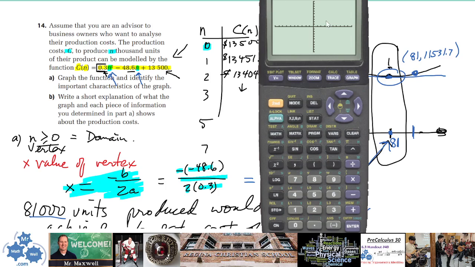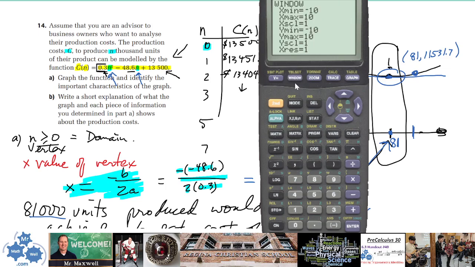Not this one. Why not this one? The y-intercept is what? 13,500. It's haywire here. Look at this. It's huge. So that means the y-intercept, I have to show beyond 13,500 on my y. So you go to window now.